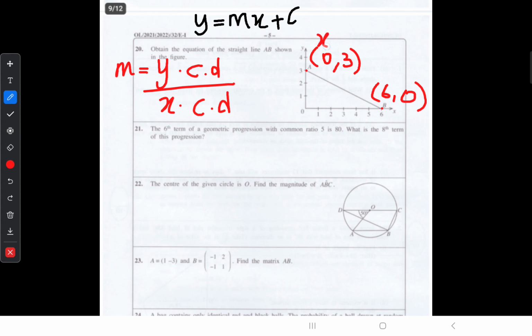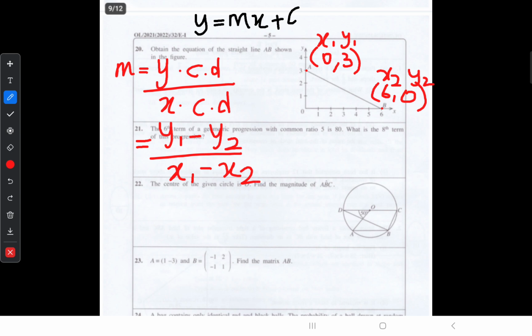We have to name the coordinates. This one is x1 and y1, and this one is x2 and y2. Then what is called the y coordinate difference? To get our y coordinate difference, we have to find the difference between the y values. For that, y1 minus y2 upon x1 minus x2.